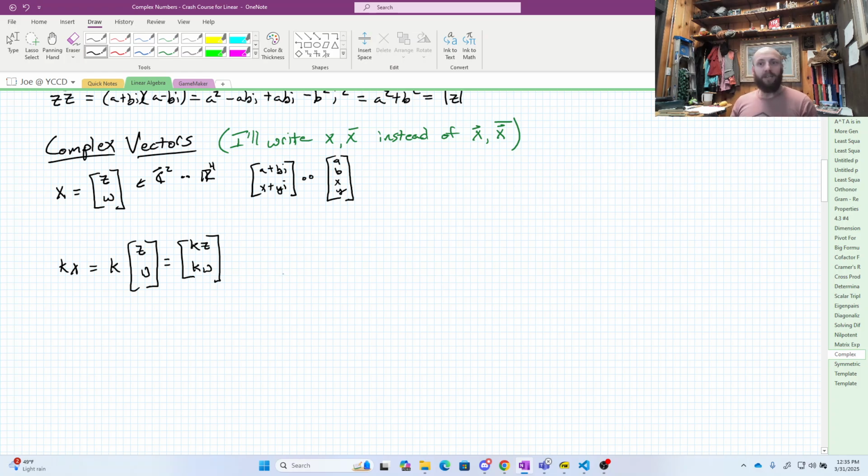If I wanted to add vectors, I would do it exactly the same way, right? I'd just add coordinate-wise, fine. That operation's real chill.